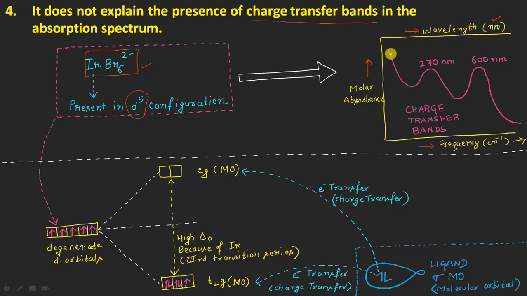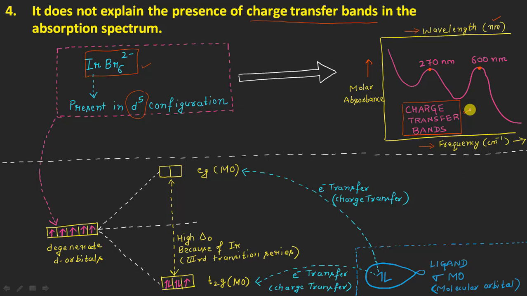If you have a look at this spectrum here, it consists of two absorption bands. The first one shows an intense absorption at 270 nanometers, and the second one shows an intense absorption at 600 nanometers, right? Now, such types of bands are known as the charge transfer bands. This is different from those bands which arise because of the d-d transitions, right? And we have various techniques by which we can differentiate these charge transfer bands from those bands which arise because of d-d transitions.